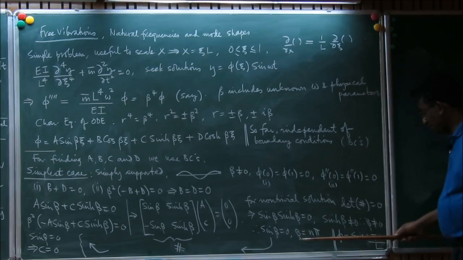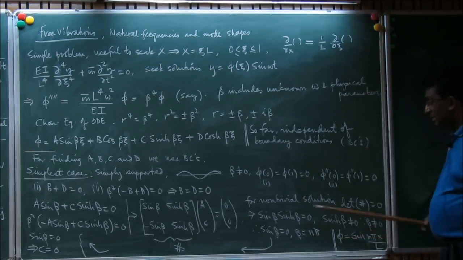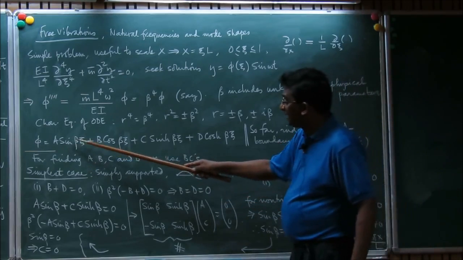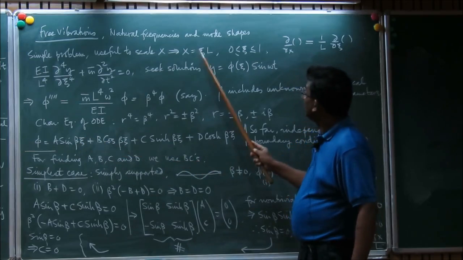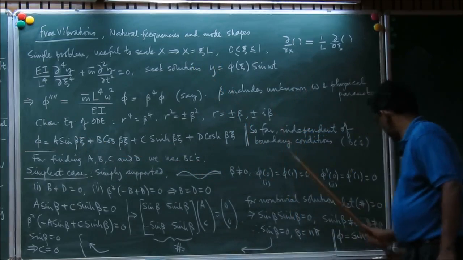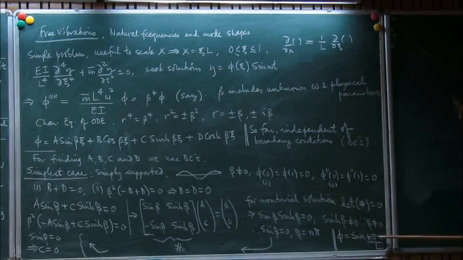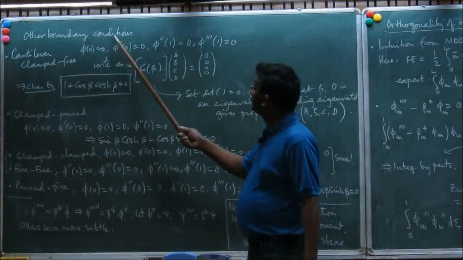So we come back here again. Remember, beta is n pi, and the mode shape, which is sine beta xi, beta is n pi and xi is x by L. And so the mode shape is sine n pi x by L. Let's look at other boundary conditions.